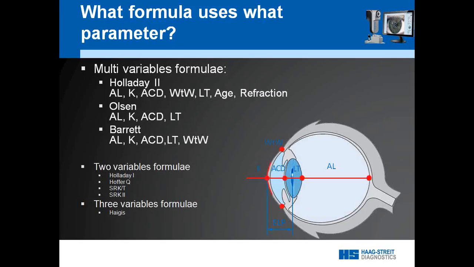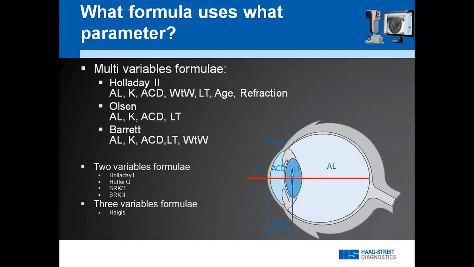He's using axial length, K readings, anterior chamber depth, white to white, lens thickness, age, refraction, shoe size, zodiac sign. Oh, no, sorry, those are not there. Anyhow, so he's using up to 7 parameters to calculate the lens position and then the power.